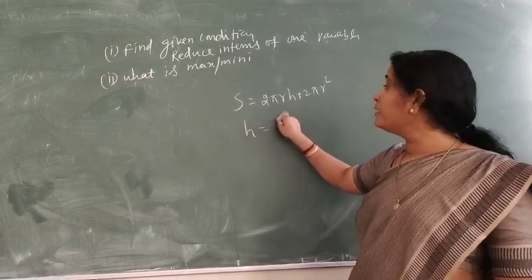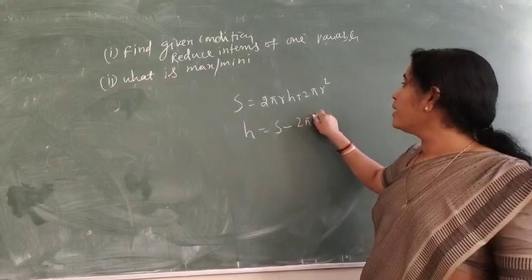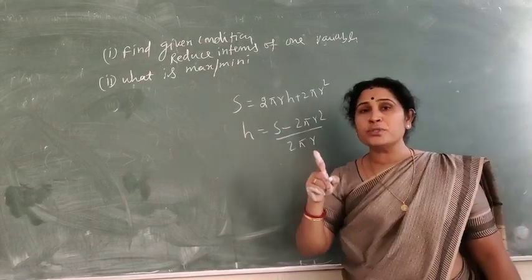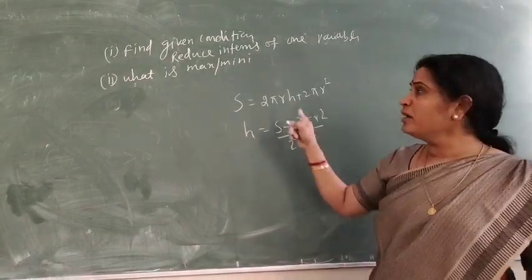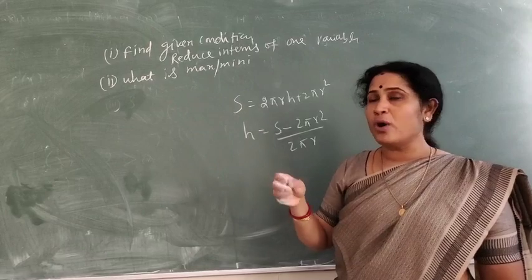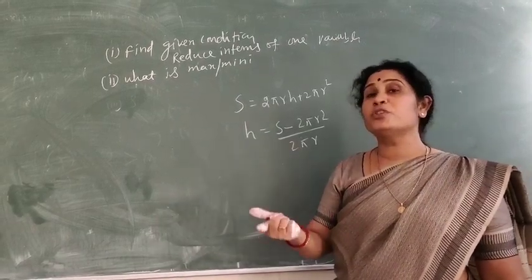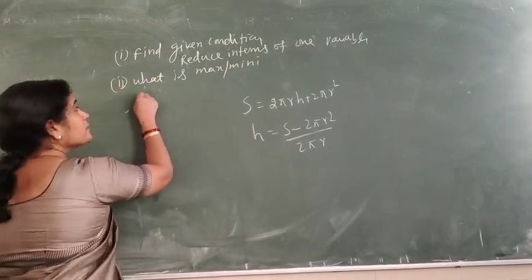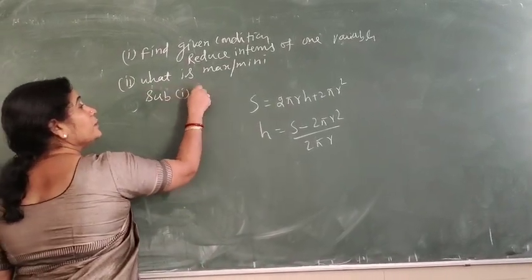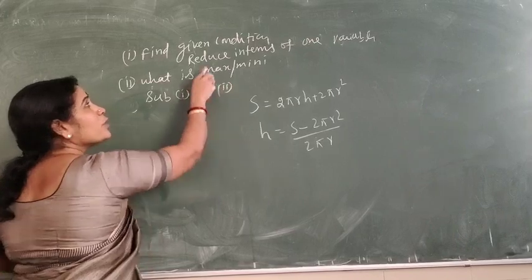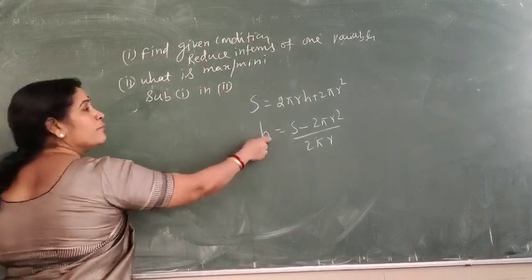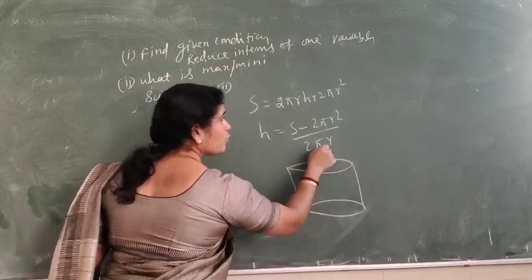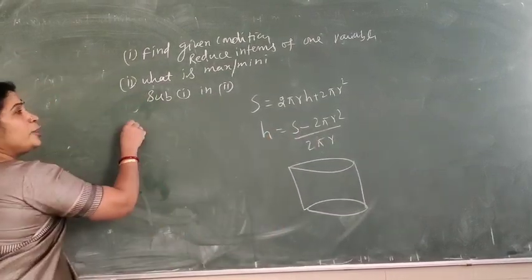So we can find h. That's why I am saying h is equal to (s minus 2 pi r square), the whole upon 2 pi r. Like this you have to reduce in terms of one variable. Then what is maximum or minimum? You understand the maximum minimum, whether volume or whatever is asked. Then substitute step number 1 into it, whatever you have reduced. For example here I have taken a closed cylinder, with surface given, maybe volume maximum.